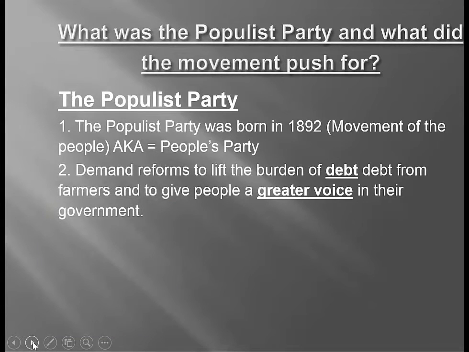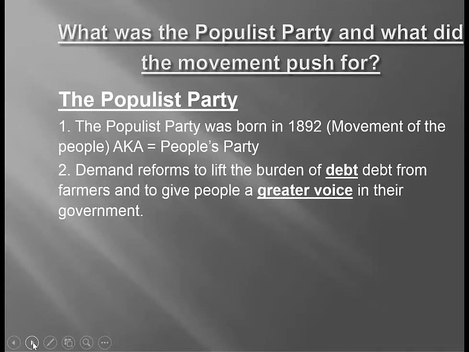The Populist Party had some pretty good ideas. The People's Party was actually born in 1892, and a couple of their demands were to get rid of the debt from the farmers. The farmers were going under. There really wasn't any doubt about that. It was also to give people a voice in their government.